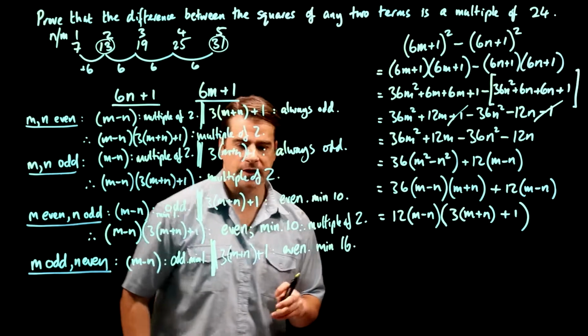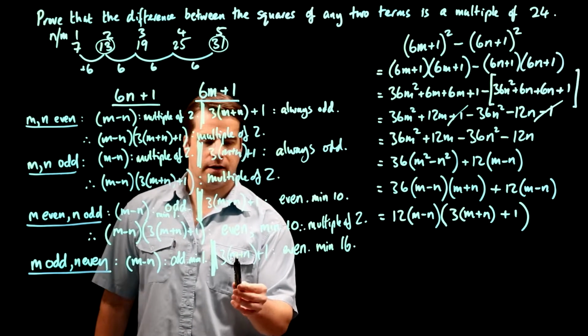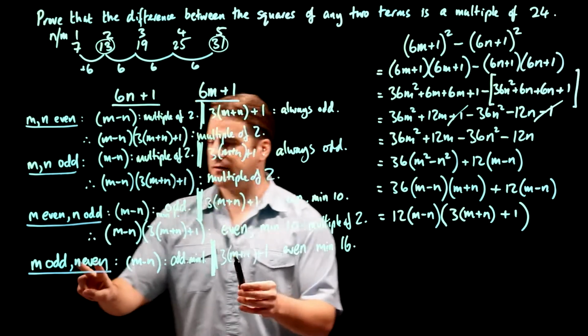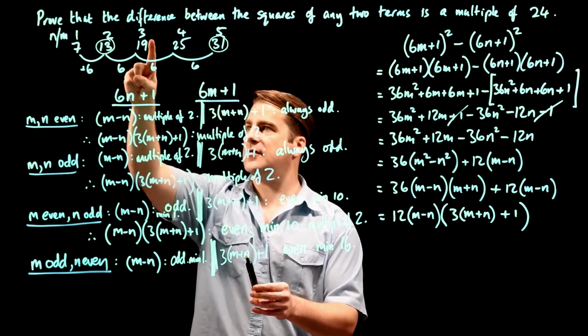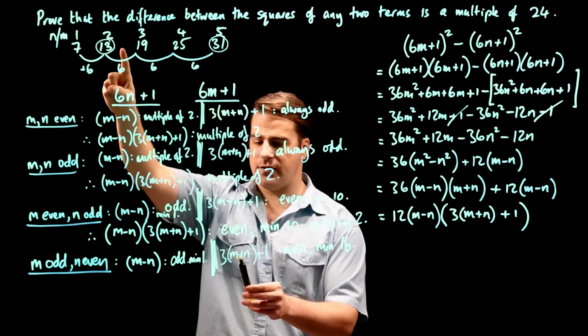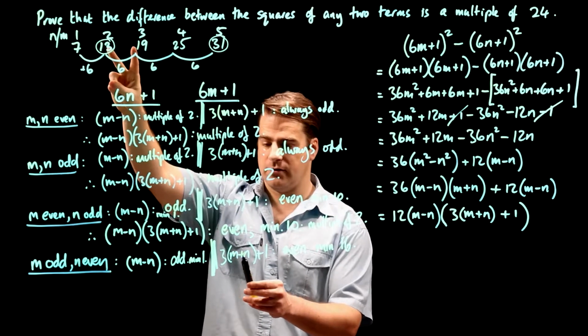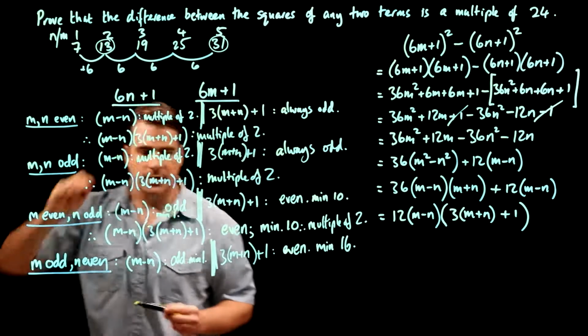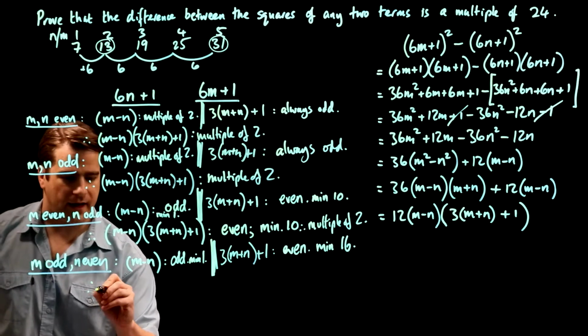Okay? I'll just check that again. m plus n. M is odd. Yeah, it can't be that, it has to be that. N even. Yeah, it's 3 and 2. So yeah, that's correct. Okay. Right, nearly there.